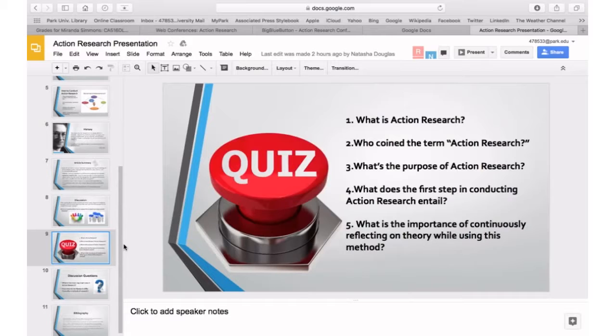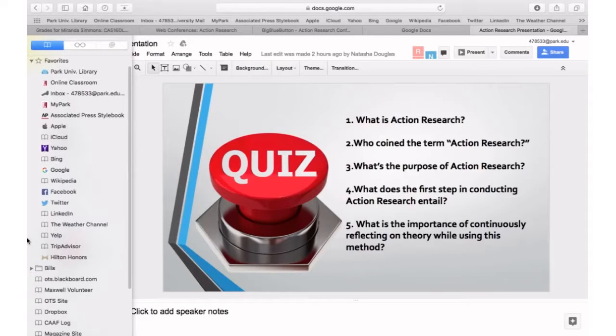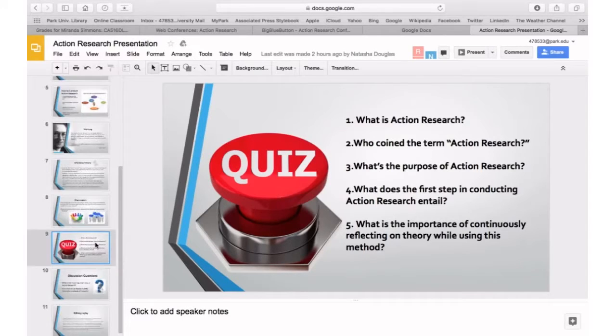So the first question is, what is action research? And you remember that from the first couple of slides when we gave you a definition of what action research is. The next question is, who coined the term action research? And Natasha talked a little bit about the history and who actually came up with the theory. The next question is, what's the purpose of action research? And we discussed that as well. I do believe that Alex went over that a little bit, and so did Miranda and Natasha.